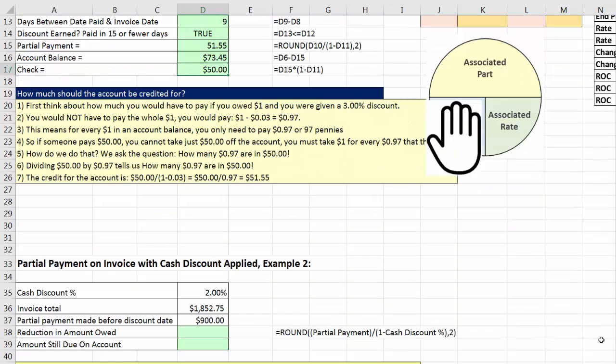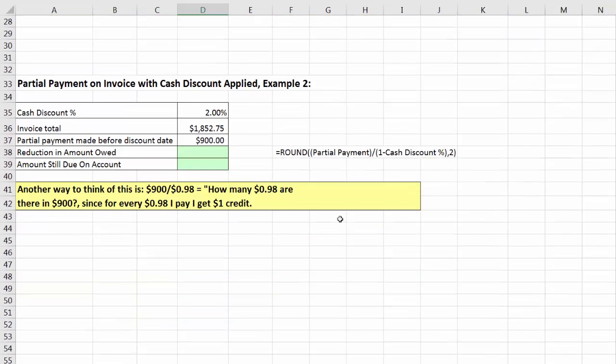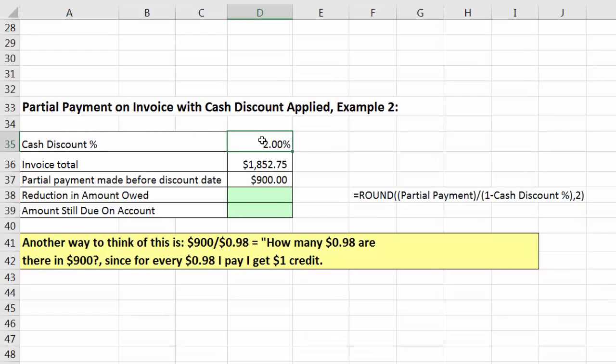All right, let's look at our second example for partial payment on invoice with cash discount applied. They gave us a 2% discount. The invoice total was this, but we couldn't make the whole payment. So we only paid 900 bucks. So when we send this in, they better not just credit our account for 900. It better be more than 900. Remember, 2% means for every $1 in that amount, we only have to pay 98 pennies.